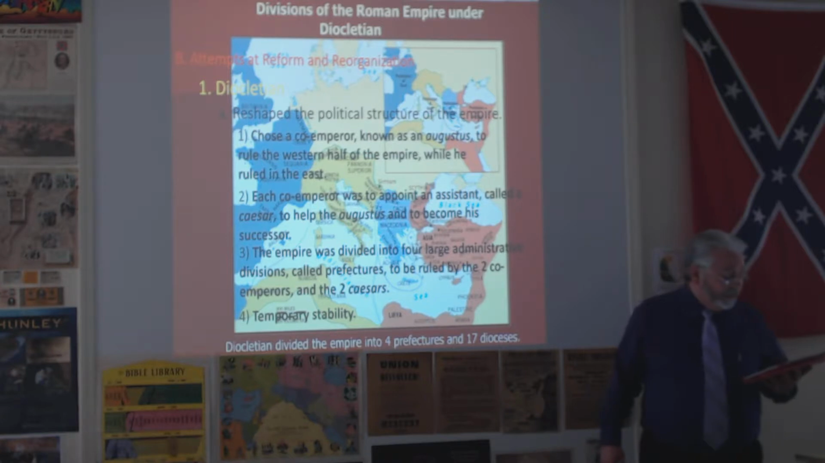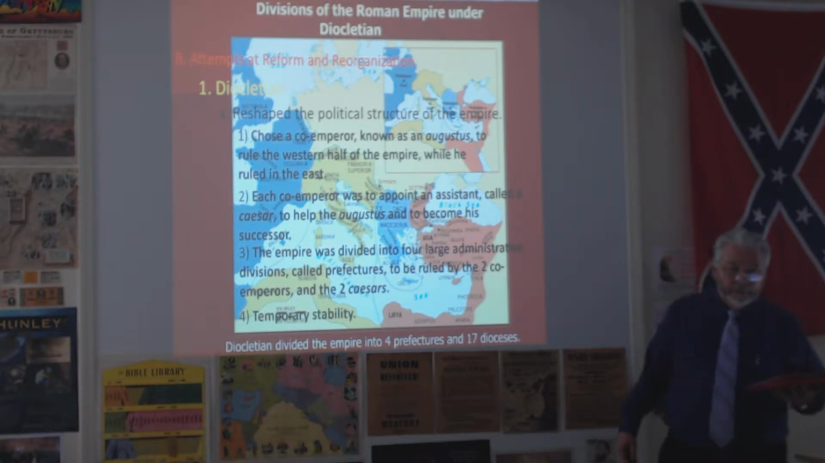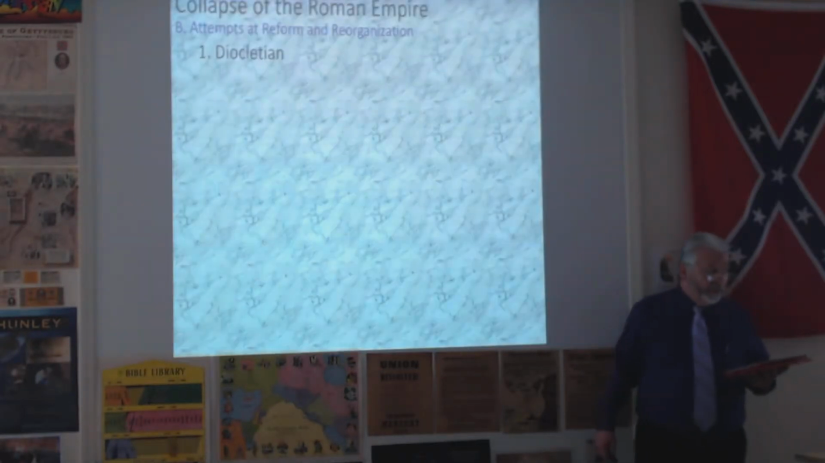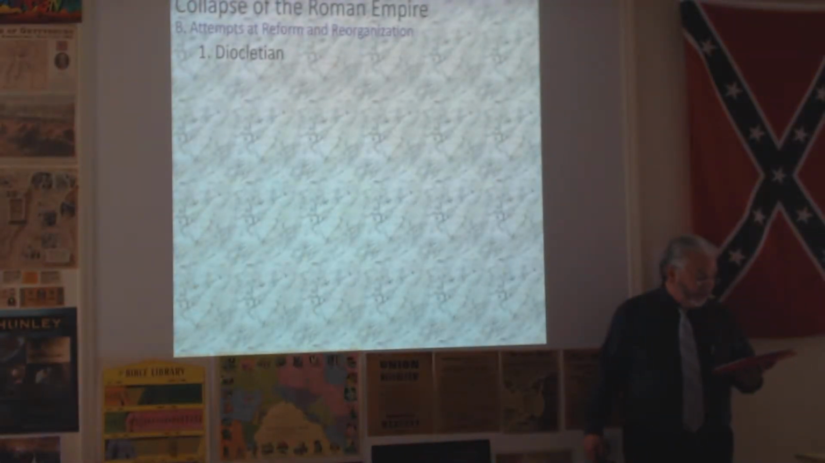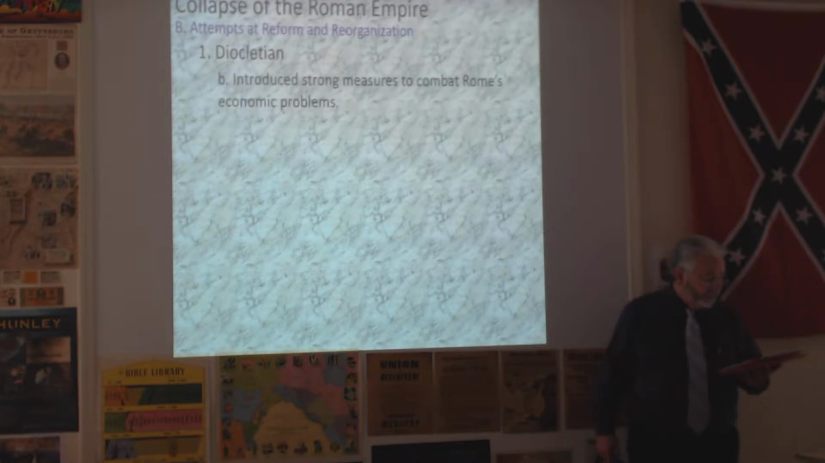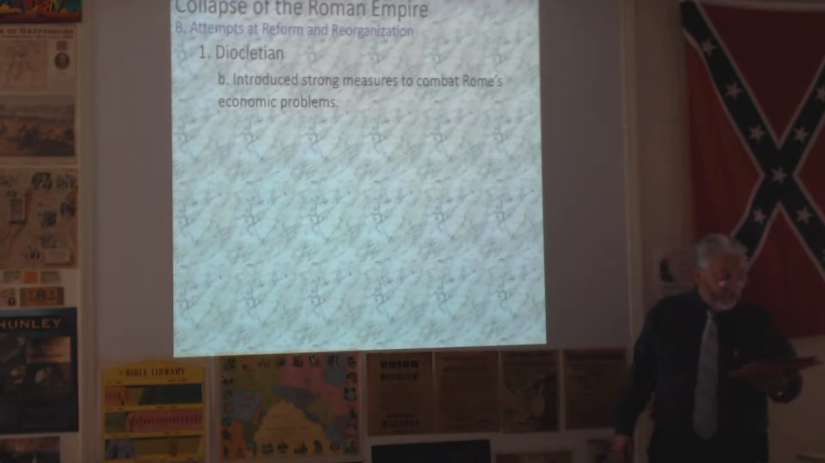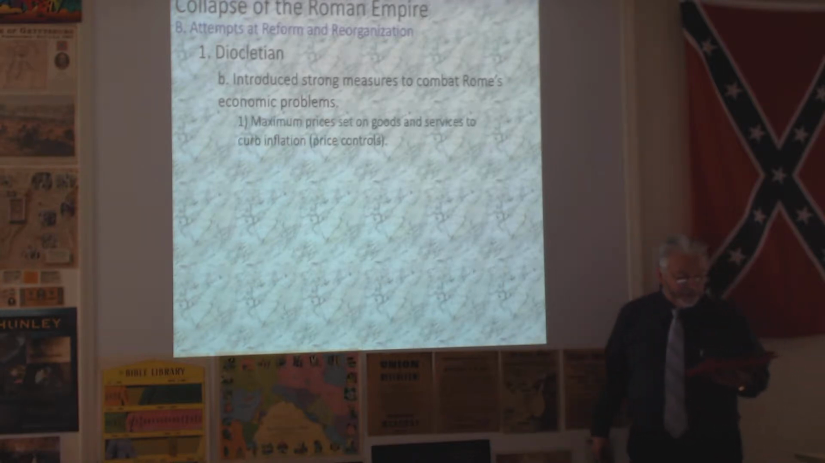The next thing he did, that's the political issue. Remember, we saw that was one of the things that helped to bring about the demise of the Roman Empire. So he's addressing the political issue. Next, he addresses the economic issue. He introduced some strong measures to combat Rome's economic problems. The first thing he did was to set maximum prices on goods and services in order to curb inflation. We call this price controls.